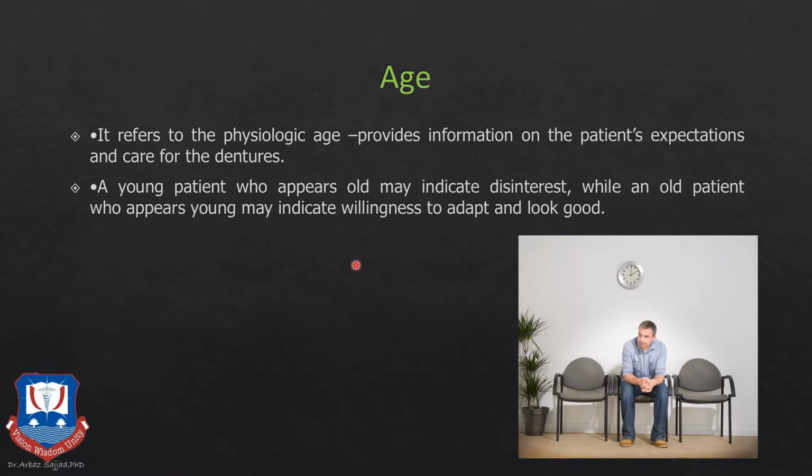Coming to the age. Here by age we refer to the physiological age of the patient and it gives us information about the patient's expectations. A young patient who appears indifferent or disinterested may be a difficult patient for complete denture acceptance, whereas an old patient who appears young may indicate willingness to adapt to the treatment and look good. So this is a good thing for the success of a complete denture treatment.